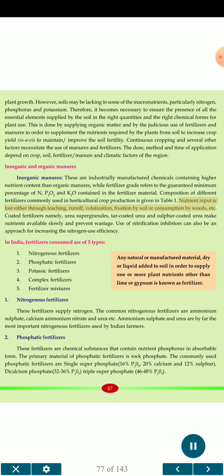Nutrient input is lost either through leaching, runoff, volatilization, fixation by soil or consumption by weeds, etc. Coated fertilizers, namely urea supergranules, tar-coated urea and sulfur-coated urea, make nutrients available slowly and prevent wastage. Use of nitrification inhibitors can also be an approach for increasing the nitrogen use efficiency.